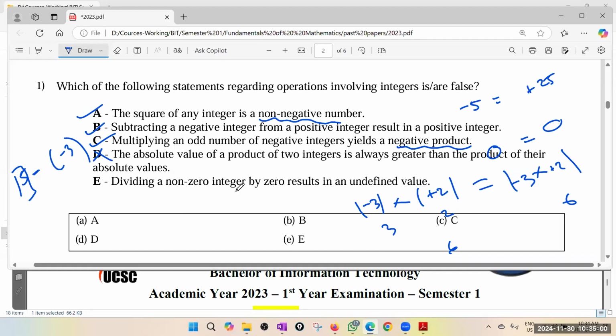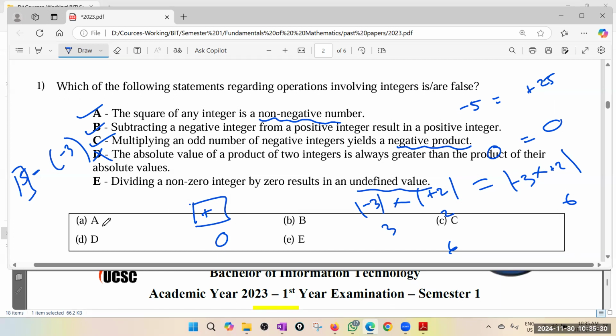Dividing a non-zero integer, that is a positive value, by 0 results in an undefined value. Actually, a number divided by 0 is infinity, so actually it is not undefined. By the way, can we take it as undefined? Because some people take infinity as undefined. But in reality, it is not undefined.